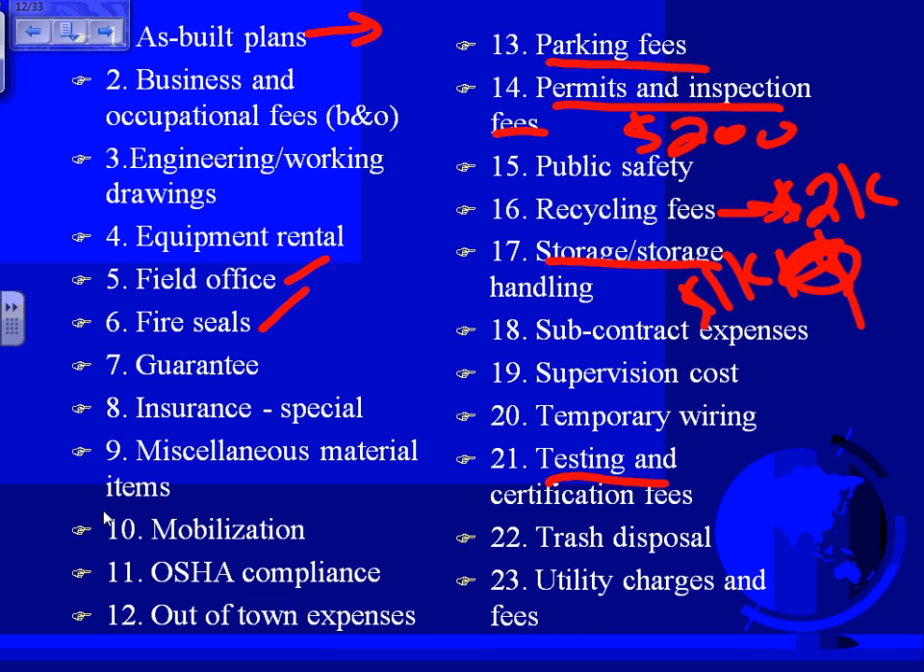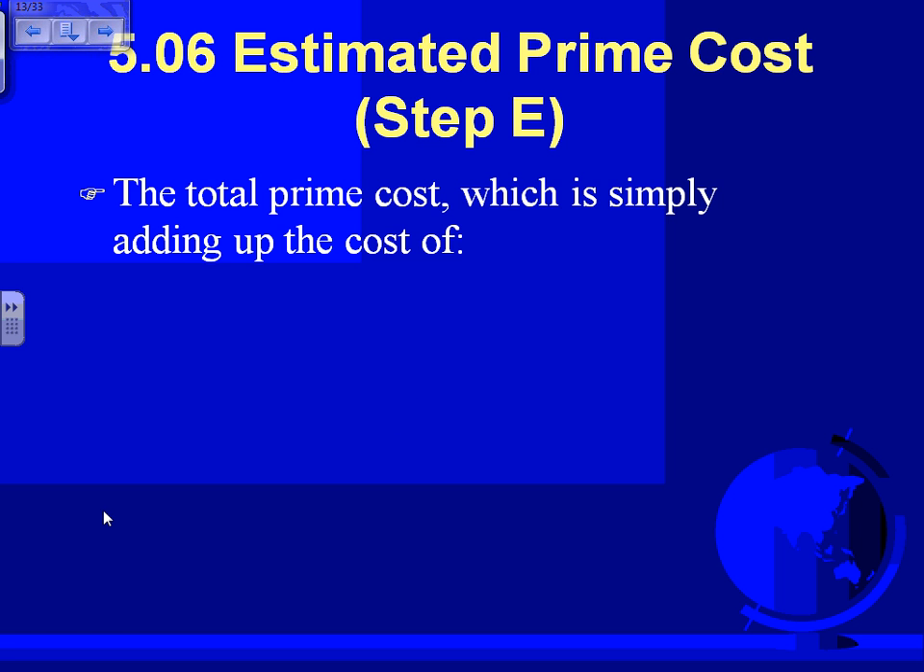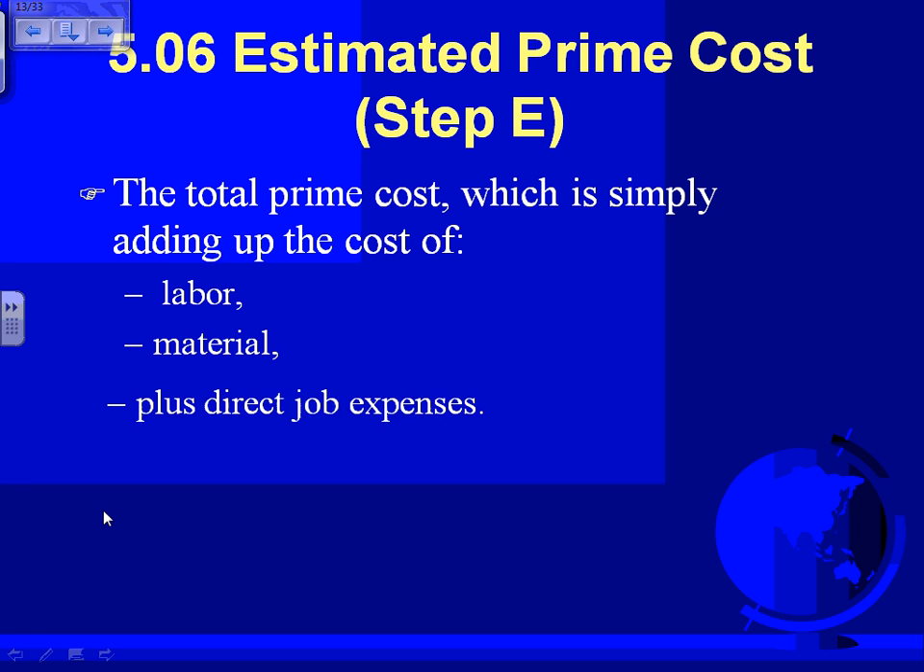How about if you're going to do commissioning? Who's going to do the commissioning? When they're commissioning a building, actually, they need electricians to be there to open things and help them. Who's going to pay for that one? So that's what you're going to be using for estimate prime cost. You're going to add them all up. Remember how we added all these together? We added the labor, material, plus the direct job cost.